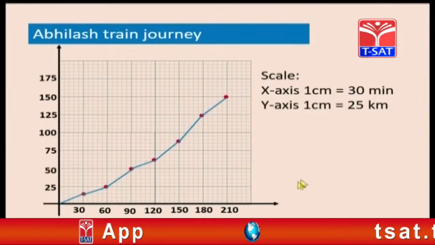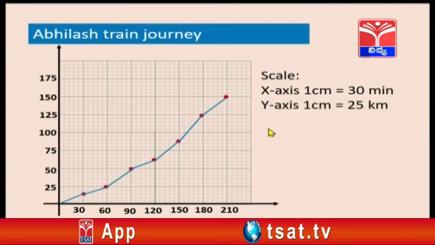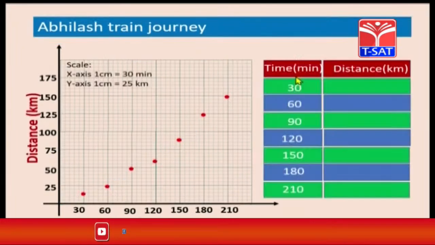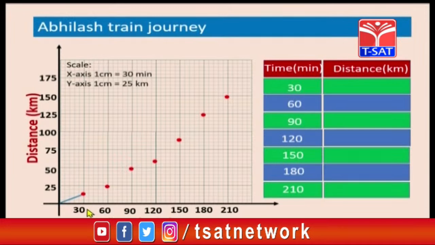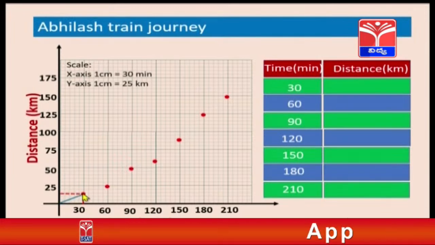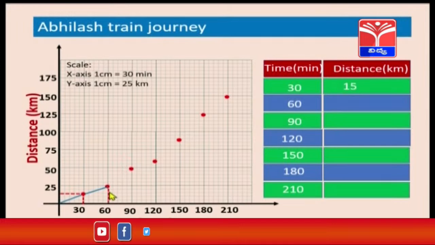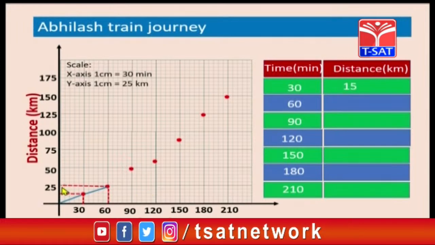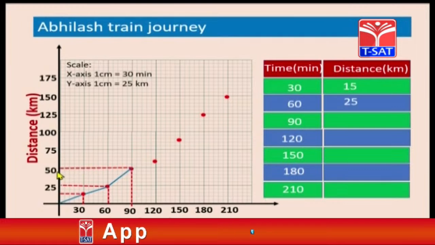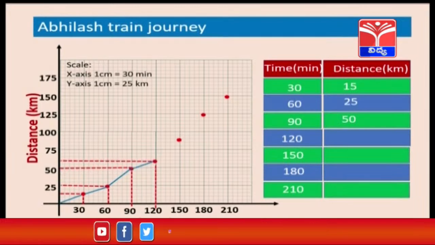This is a graph of Abhilash's train journey. So you have to observe this graph and make the table. By observing this graph, try to put the values in this table. For 30 minutes, here the value on the y-axis, meaning the distance covered, is 15 kilometers. After 60 minutes, it covered a distance of 25 kilometers. And after 90 minutes, it covers 50 kilometers. After completion of 120 minutes, yes, it covers the distance.